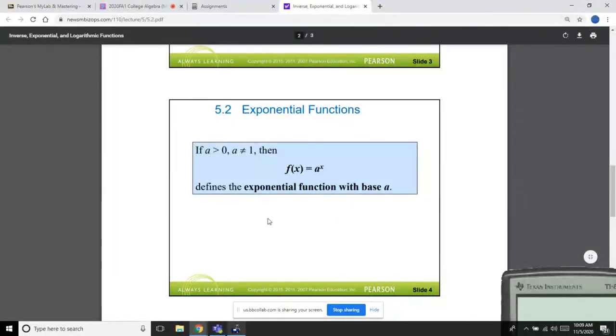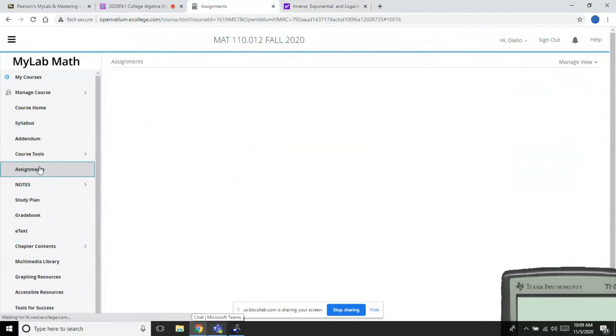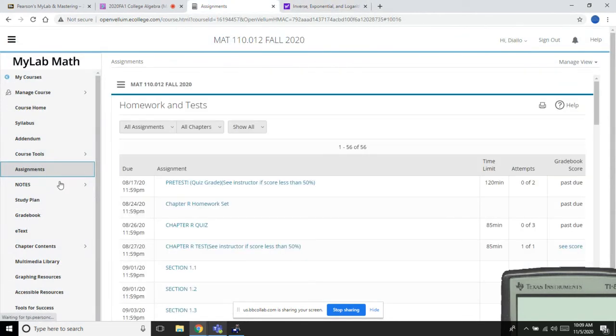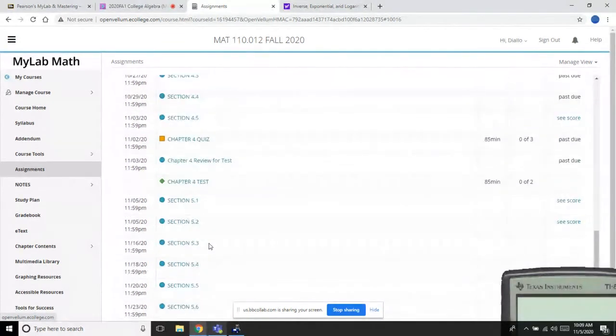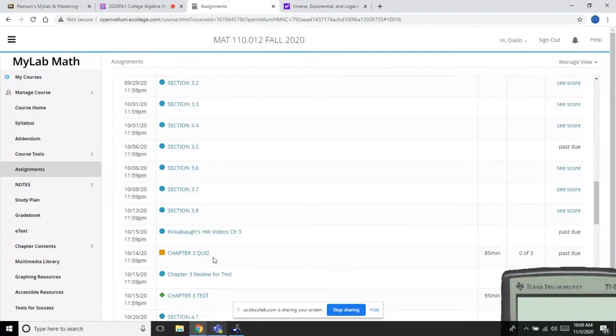All right, so here's our basic setup for an exponential function. I want to go into the homework, and we're just going to take a look at some graphs of exponential functions. So this is section 5.2.